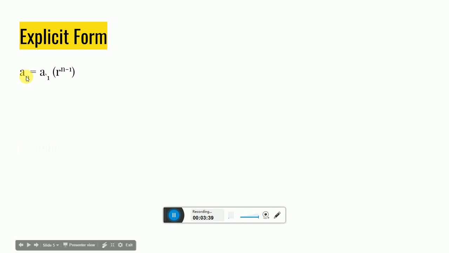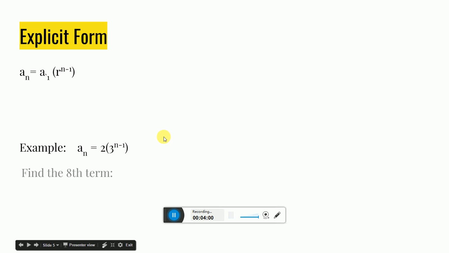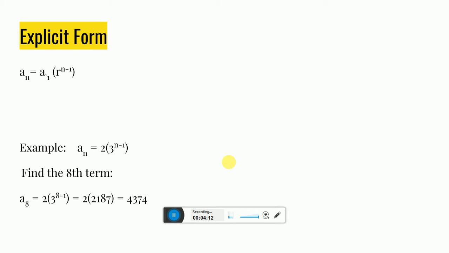All right. For example, we have a sub n equals 2 times 3 raised to the n minus 1. This will be the explicit form for the example that we had before. We start with 2, and then we will continue to multiply by 3, and we multiply n minus 1 times in order to get the desired result for this particular problem. All right, so if we had to find the 8th term, we would simply plug in 8 for n, and we would get a sub 8 equals 2 times 3 raised to the 8 minus 1, which is 2 times 2187, which equals 4374. Pretty straightforward, pretty simple for what we need to do. So hopefully there was no problem there.